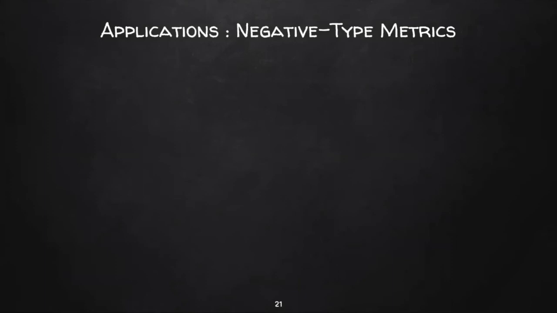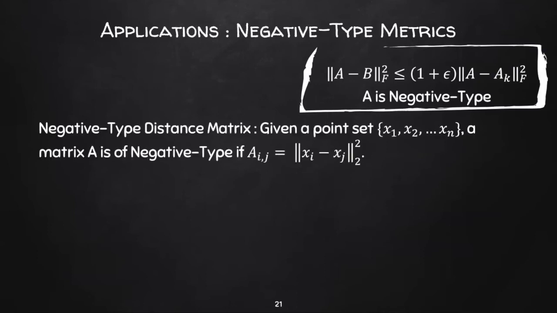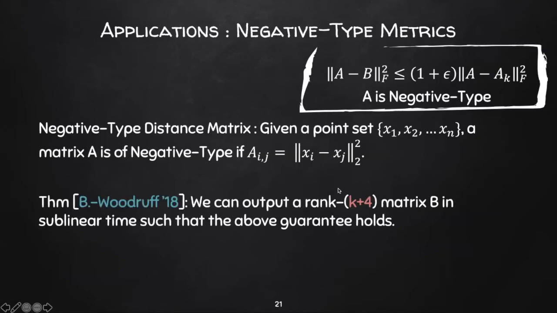The next application is for negative type metrics. So here we want to compute a low rank approximation for matrix A, which is no longer PSD, but instead of negative type. So let's define that. We say that a matrix is negative type if, given a point set x1 to xn, the ij-th entry of the matrix can be represented as the Euclidean squared distance between xi and xj. In prior work with David Woodruff, we showed that we can actually output a rank k plus 4 matrix B, which satisfies the rank k guarantee as described here.